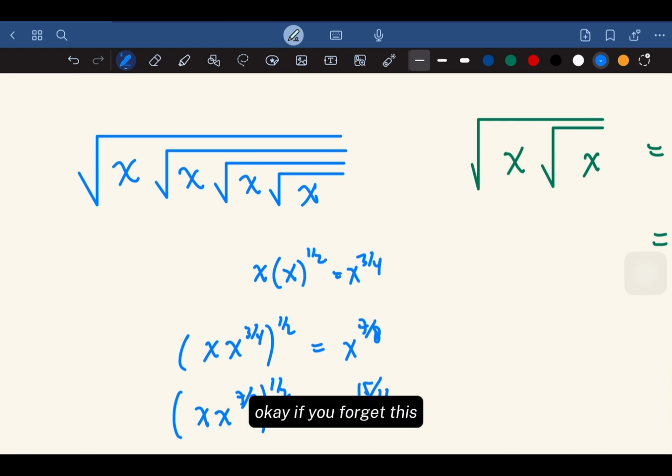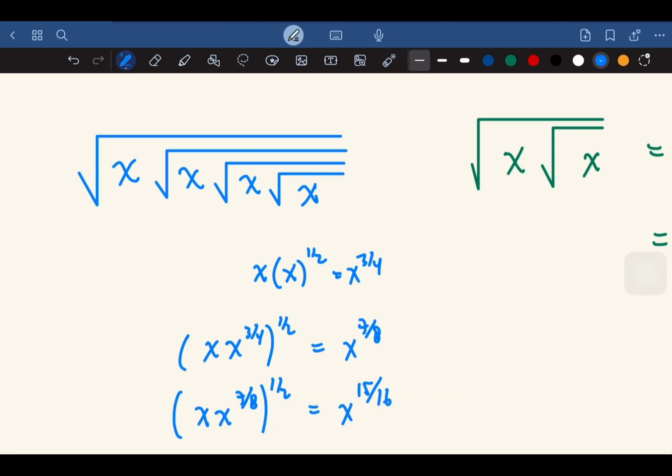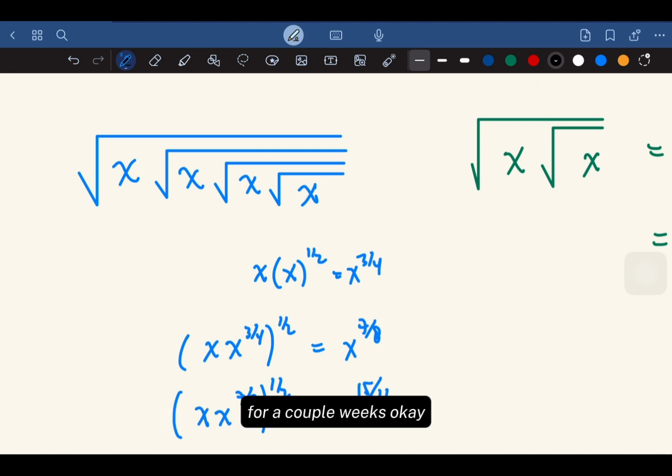Okay, if you don't get this, then your level, in my opinion, is still not sufficient. I must be honest with you. Actually, I have some questions like advanced mathematics, but I will keep that for maybe a couple of weeks. Okay.